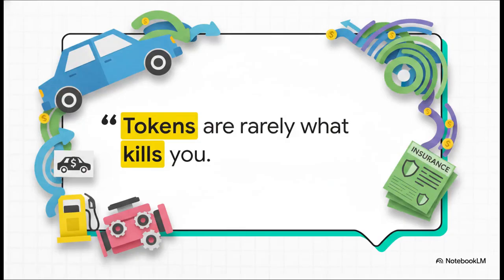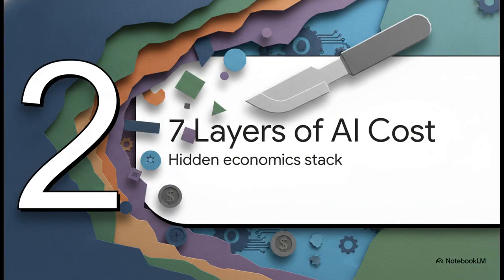Because of all this volatility, everybody naturally fixates on token costs. I mean, they're right there, highly visible on your dashboard. But honestly, that's like obsessing over the price of gas while completely ignoring the cost of buying the car, paying the insurance, and replacing the engine. Like the slide says, tokens are rarely what actually kills your business. It's everything wrapped around them. Which leads us to part 2, the 7 layers of AI cost.